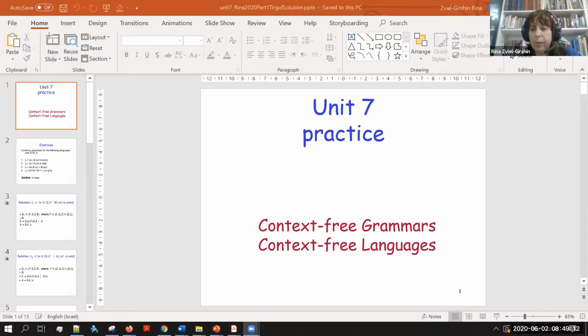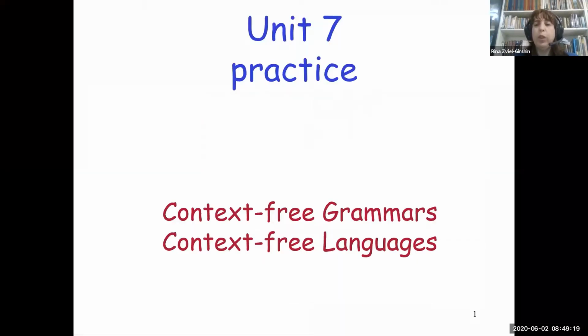So let's start. We started the second half of the course, where we are moving to additional models, not only deterministic or non-deterministic finite automata and regular expressions. We started to talk about grammars, context-free grammars and context-free languages, and we will continue talking about grammars next week.